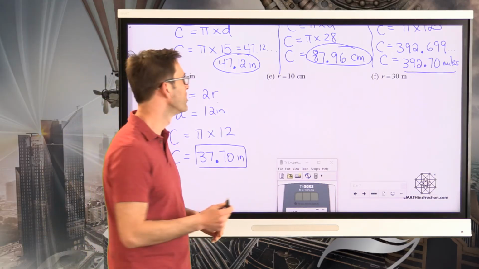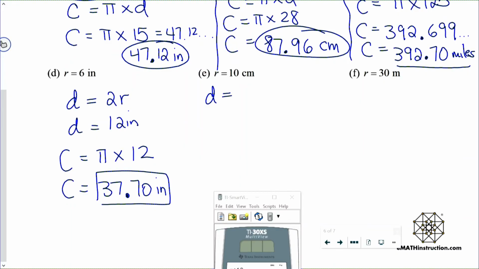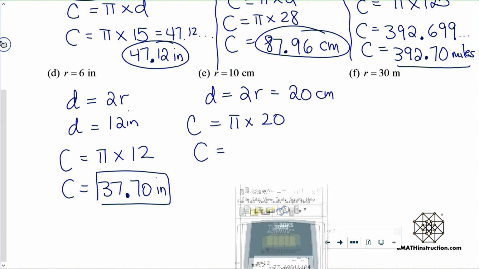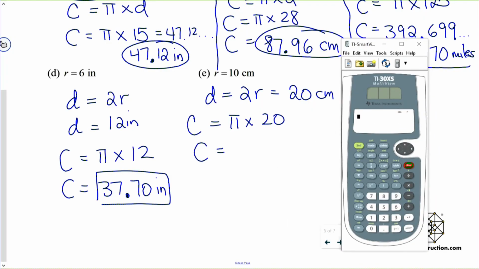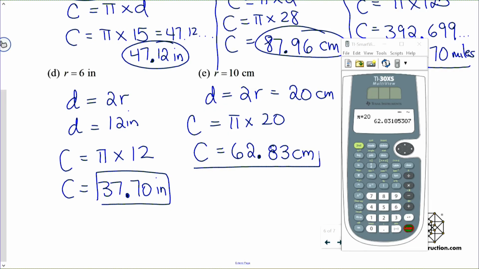All right, let's go through them. In this particular one, the diameter is twice the radius, so that's going to be 20 centimeters. The circumference now is pi times that 20 centimeters. And let's see what we've got. Okay, clear it out. I'm going to do pi times 20. And that gives me 62, at least no weird rounding here, 0.83 centimeters.